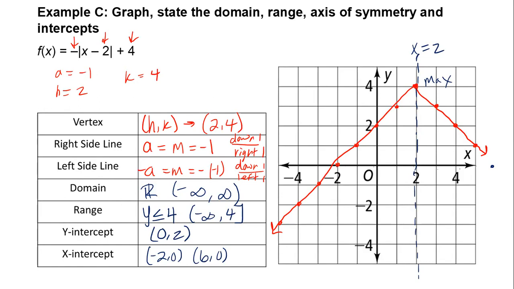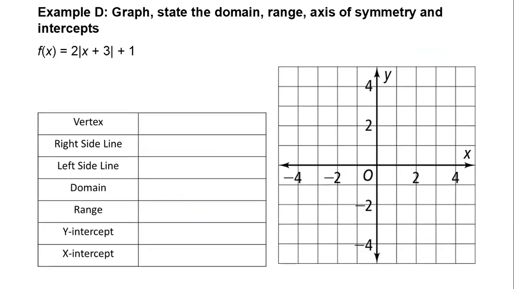All right. You're doing example D at your table. Talk to each other. Help each other. All right. It's a lot easier than that. Identify your a through your k. Your a to your k. a is negative 2.